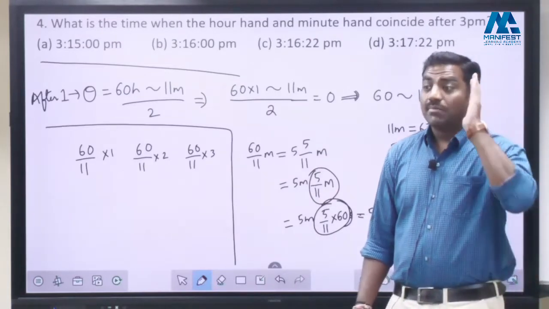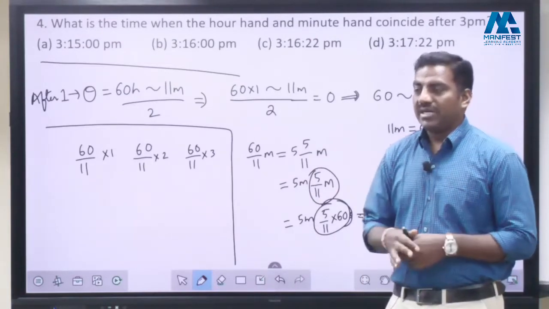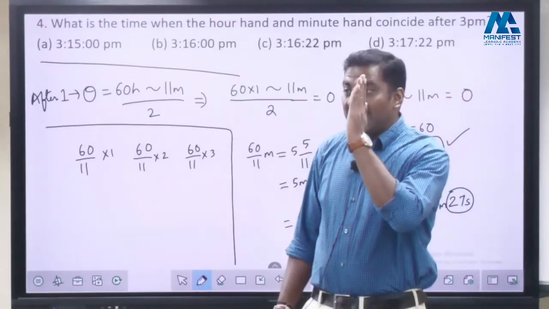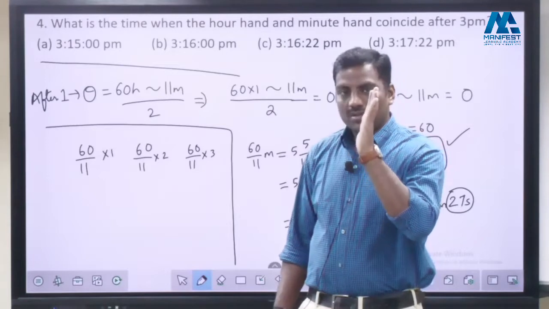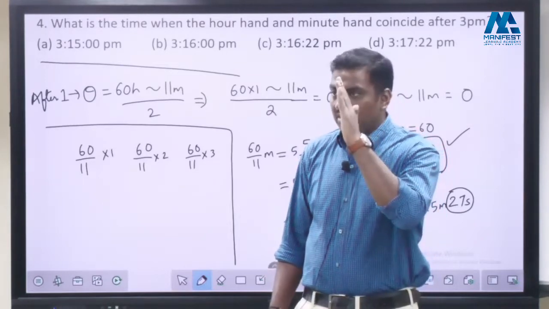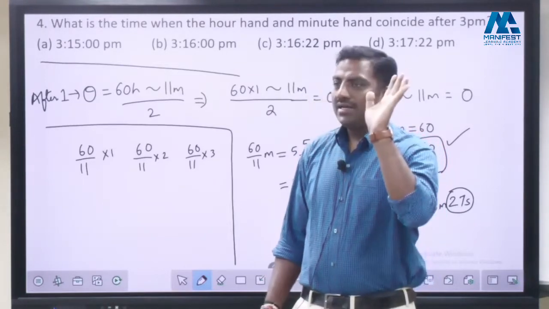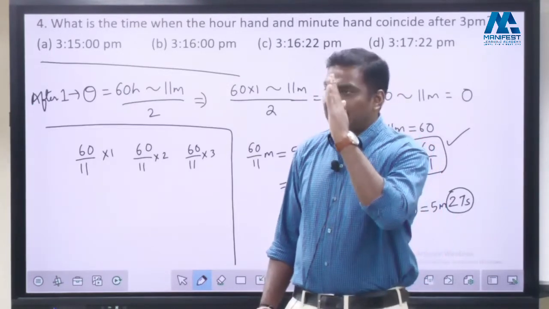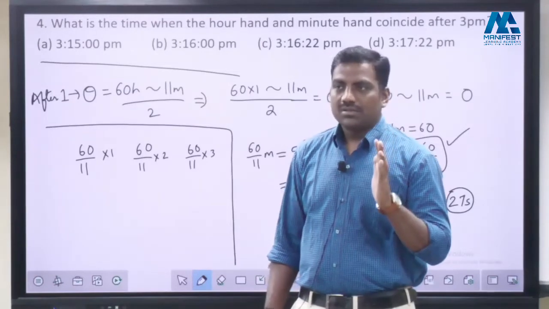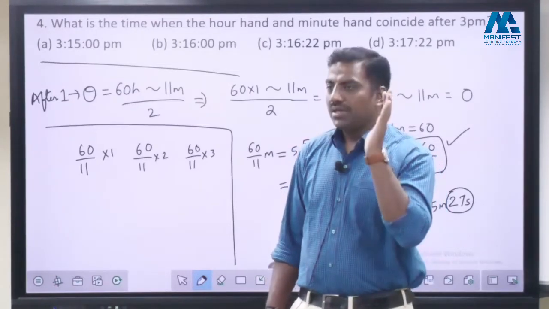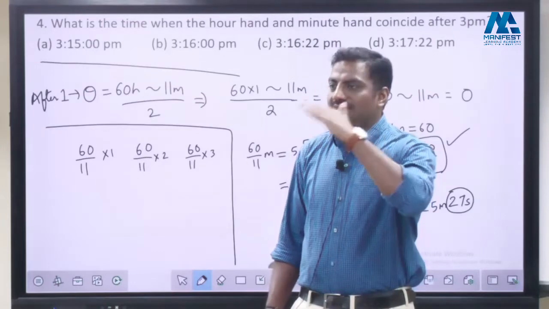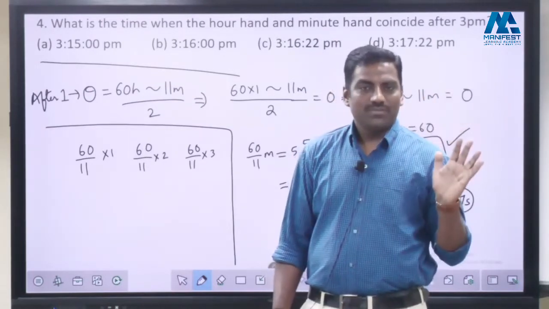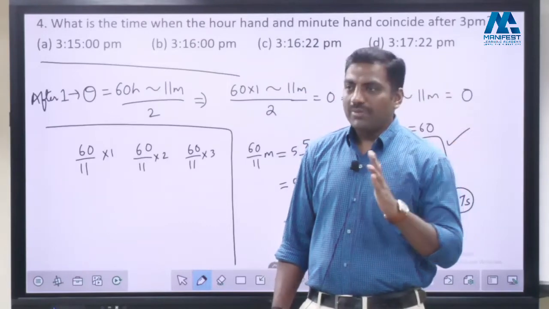Or imagine the minute hand. For example, after 1 o'clock, the minute hand has crossed 1. When it is meeting, it has crossed 1. Think of that number and 60 by 11 into that number. After 2 o'clock, the minute hand has crossed 2, so 60 by 11 into 2. After 3 o'clock, the minute hand has crossed 3, so 60 by 11 into 3. So those many minutes you will get.